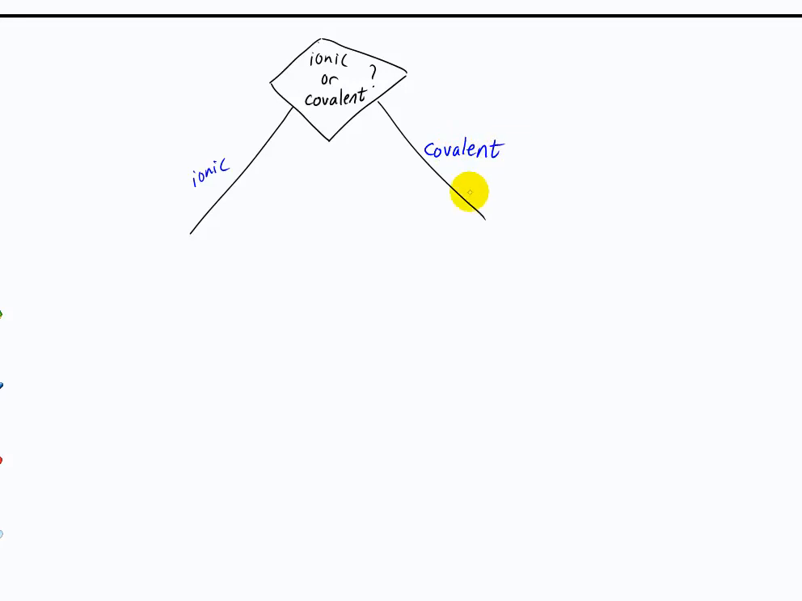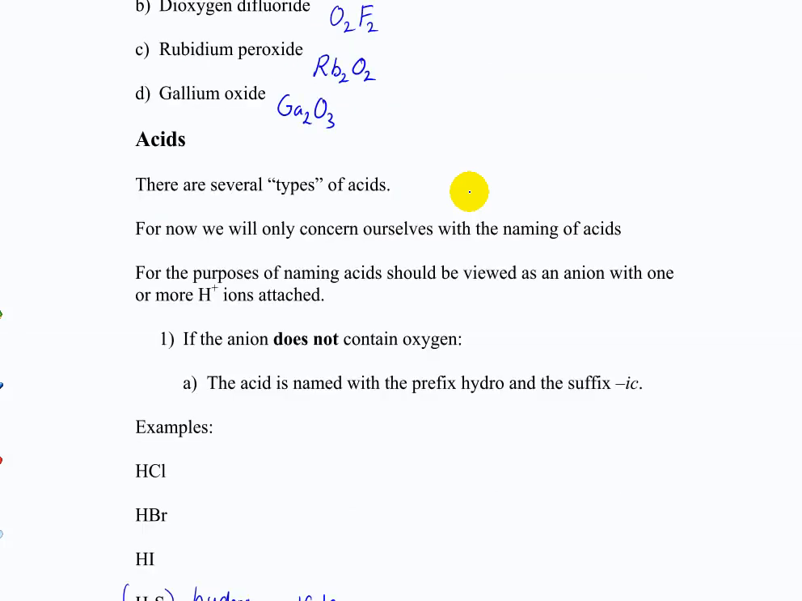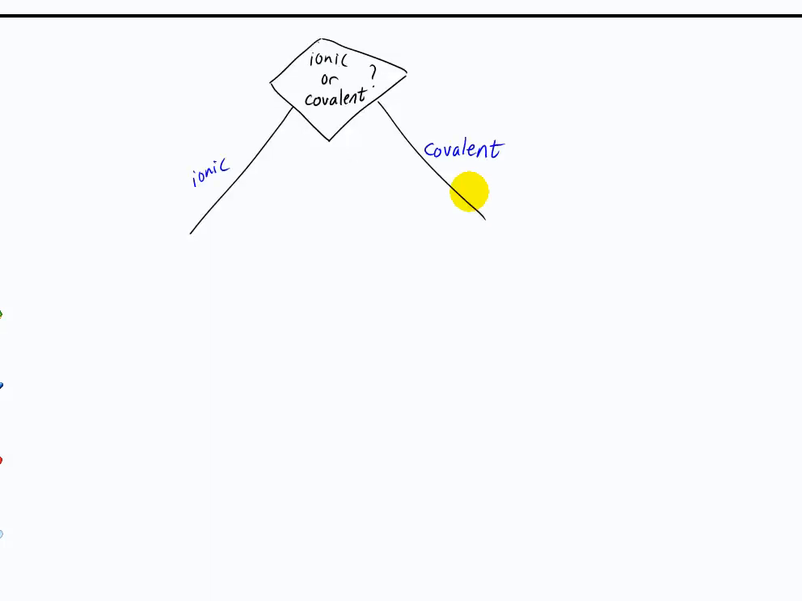If it's ionic, what's the next question? I know it's hard to do in the abstract, but what's the next question you're going to ask to figure out how to name it? Ideas? If I gave you one, go back up to the ones we did before, what was the next thing you thought of after you knew it was ionic? Which group it is, right? In the language of the book, it's type 1 or type 2.